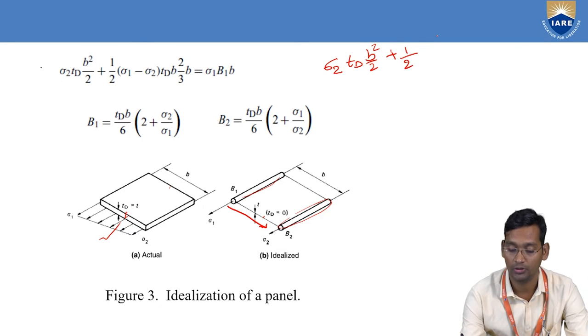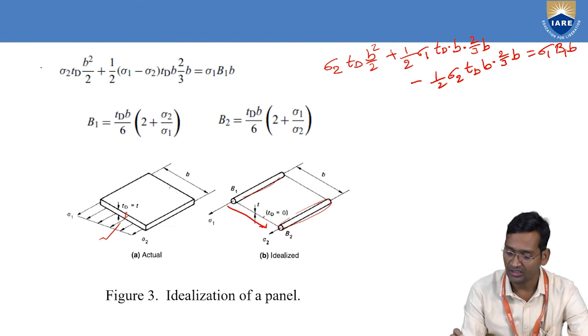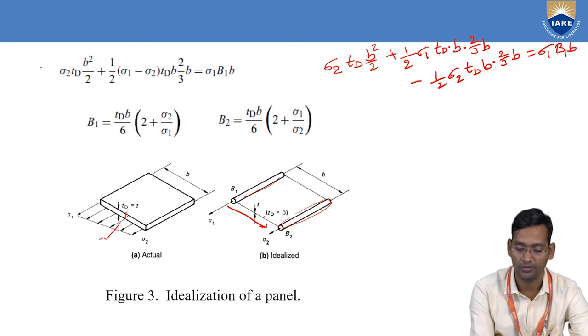So 1 by 2, then 1 by 2 sigma 1 into this whole thing. So sigma 1 into TD into B into 2 by 3 B, that minus half sigma 2 TD B into 2 by 3 B, that is equals to sigma 1 B1 and B, right? Now collect the sigma 2 term. Okay, so we are collecting sigma 2. Let's see sigma 1 minus sigma 2.